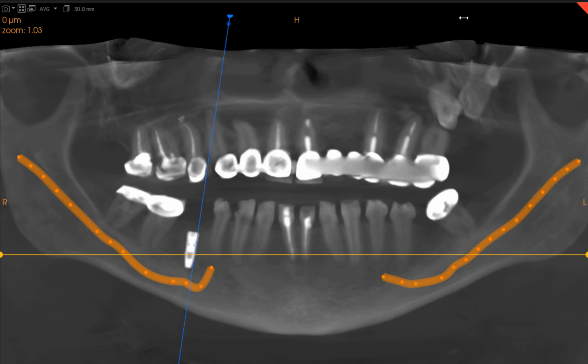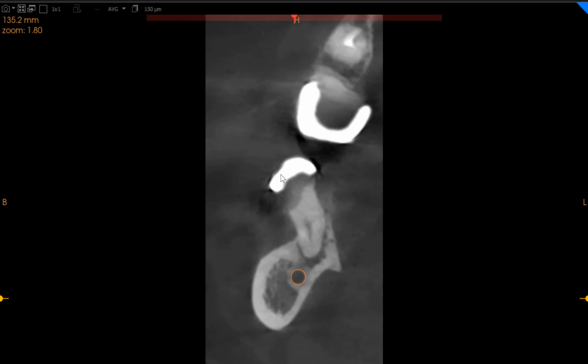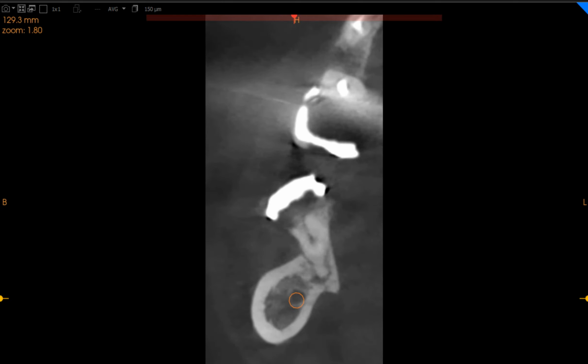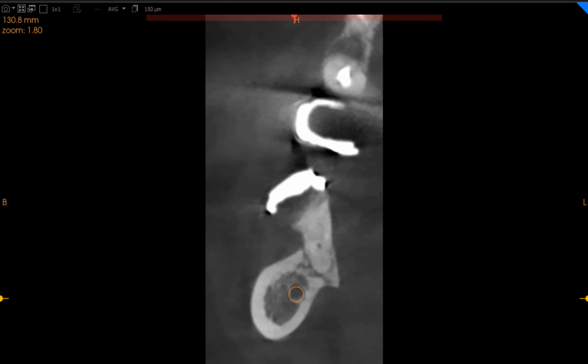Moving to the lower left 7 and its relationship to the inferior alveolar nerve. There we go, so this is the lower left 7. I'll just turn the angulation to get a true cross section. So this is the lower left 7. We've got considerable periapical infection here at the distal root. Then moving to the mesial root, again considerable infection.